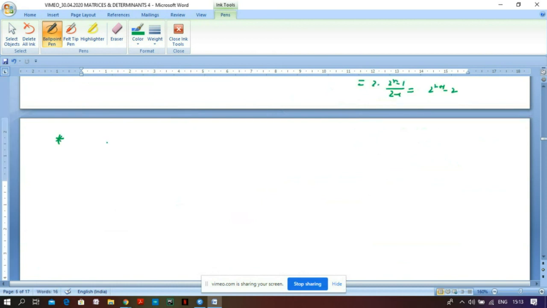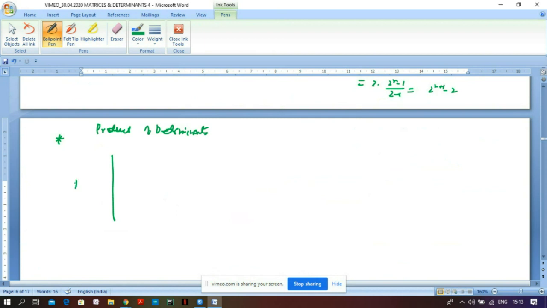Now many questions also come on something called product of determinants. And it takes some care to find out which ones are being multiplied. So we will do one example to see how it is coming.